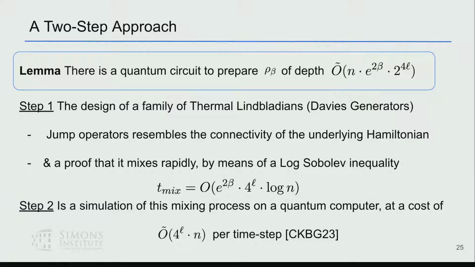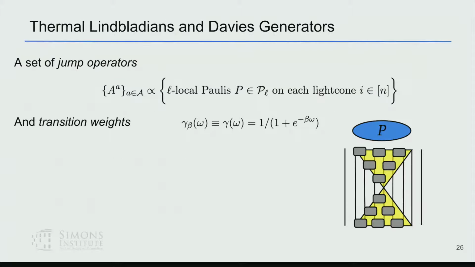Great. So to dive in with some background, a thermal Lindbladian, or a Davies generator, is specified by two ingredients. The first ingredient is a set of jump operators, which play the role of transitions in MCMC, for instance. For the purposes of our construction, we'll simply consider local Pauli operators, whose support is the same as the light cone of each qubit. To be more clear, this is just the same support as the Hamiltonian terms. That's what I meant by underlying connectivity earlier.